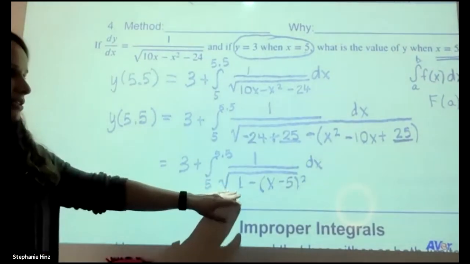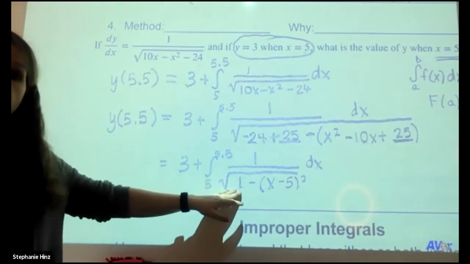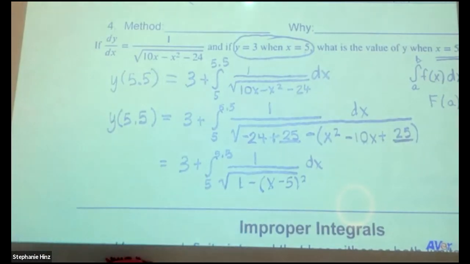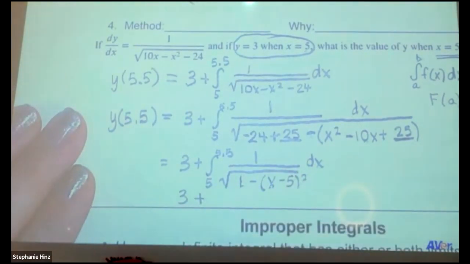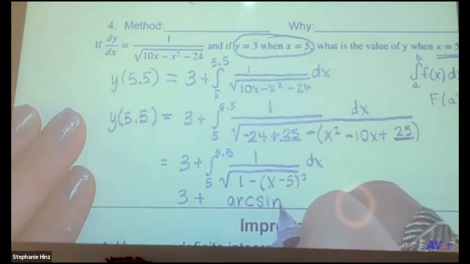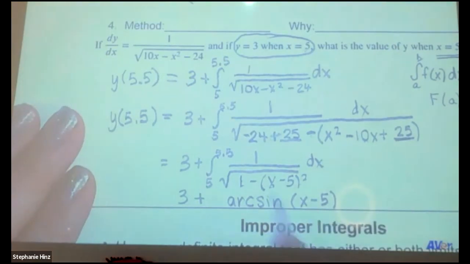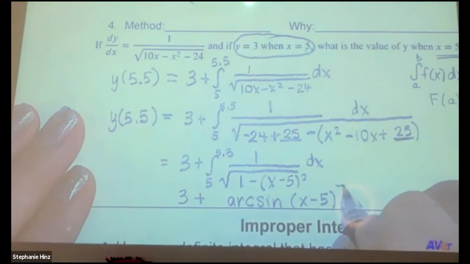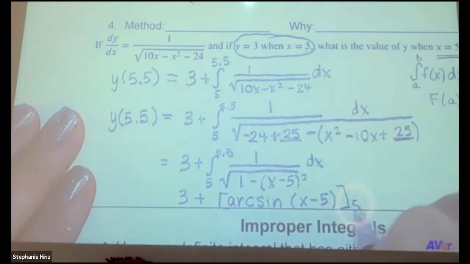So this is going to allow me to use the rule for the arc sine. So we end up with 3 plus the arc sine of x minus 5. And my a value, by the way, in this problem would just be 1. So that worked out really nicely. And this is the part that we're going to use the fundamental theorem of calculus on.